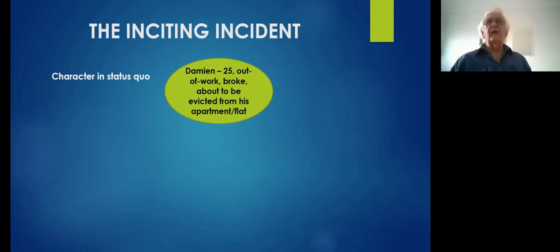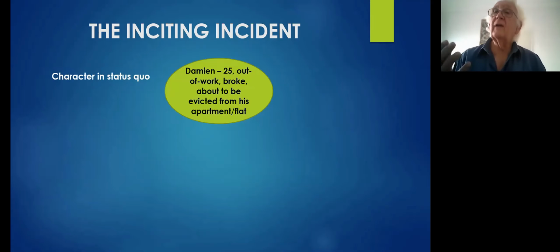Let's start off with a character and give him a status quo. And our character is a fella called Damien. He's 25, he's out of work, he's broke, he's about to be evicted from his apartment or flat. Okay, what sort of status quo is it? Is it positive, negative, or neutral? It's clearly negative. Poor fella. So that's our character, that's our status quo. Now, what sort of things can we dream up from this status quo that could be an inciting incident?